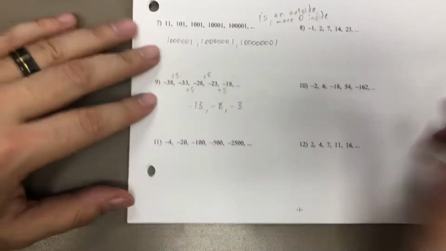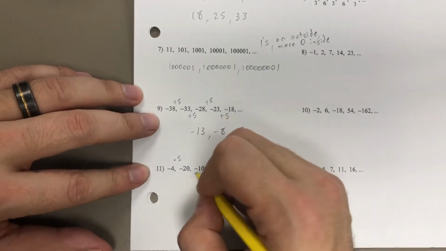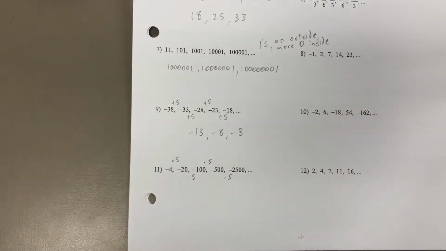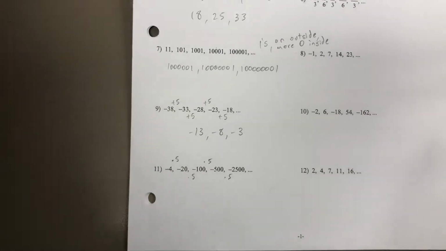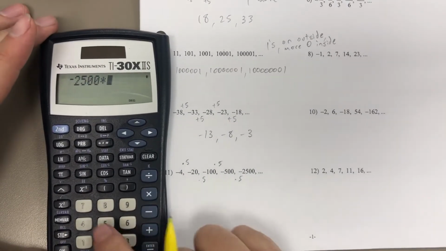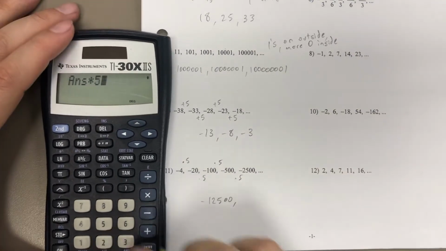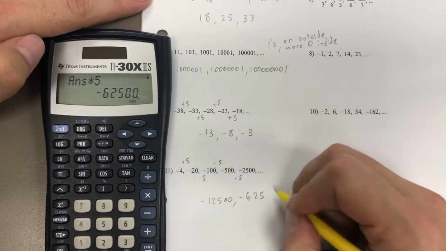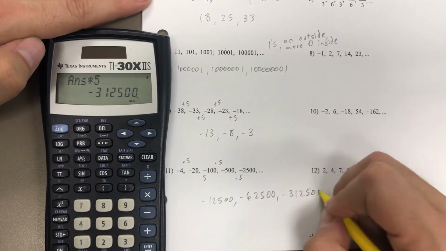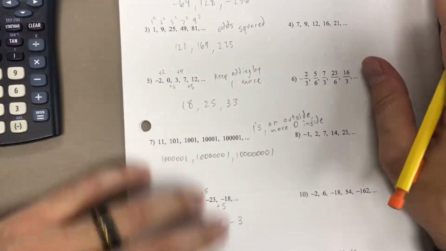To get from -4 to -20, I multiply by 5. -20 to -100, times 5 again. So I'm just multiplying by 5 to get to the next one. I'm going to have to use my calculator for this one. Let me grab a calculator. There we go. Okay, so -2500 times 5 is -12500, and times 5 again, -62500, times 5 again, -312500. So we're just writing down the pattern, describing it, and finding the next three numbers.